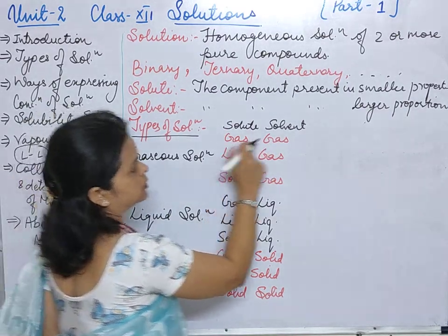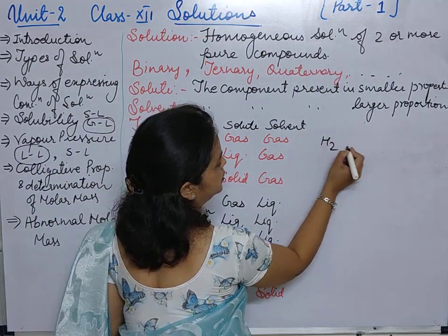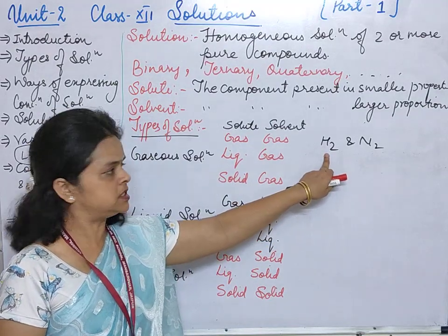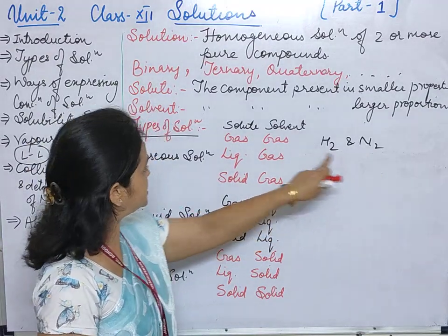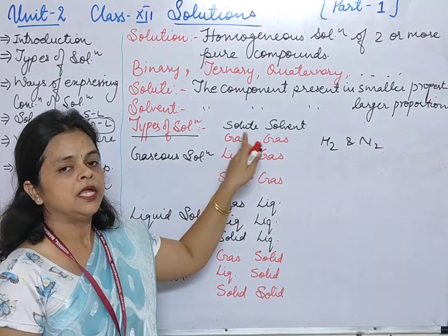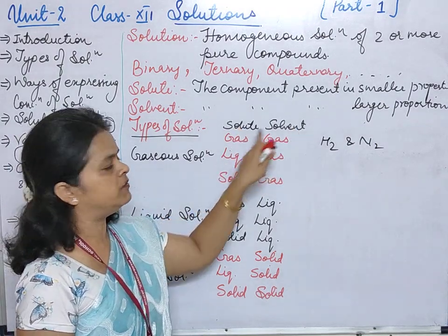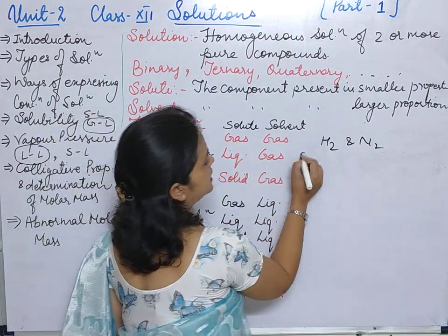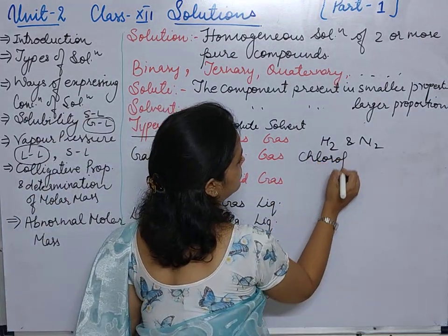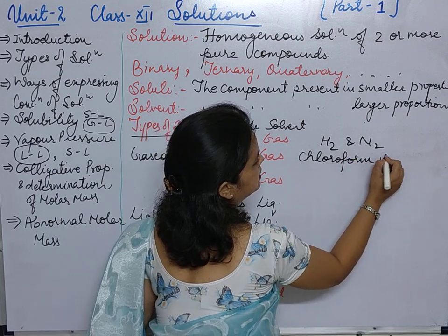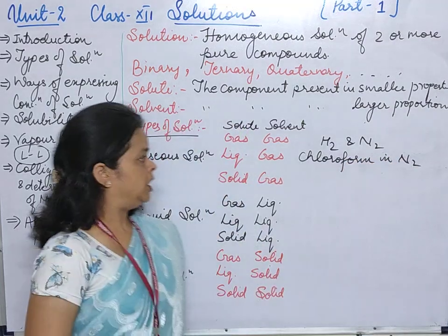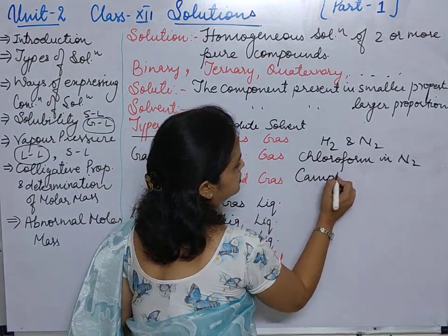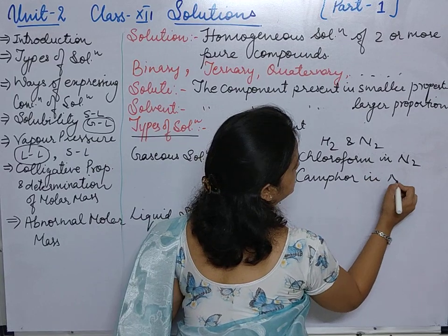So if we are talking about a mixture of hydrogen and nitrogen gas, here it is also gaseous. This is also gaseous. So this is an example of a gaseous solution in which both solute and solvent are present in the gaseous form. Liquid in gas: here we can take the example of chloroform in nitrogen gas. If we are taking solid in gas, then we can take the example of camphor in nitrogen gas.